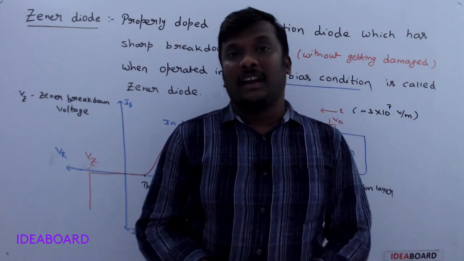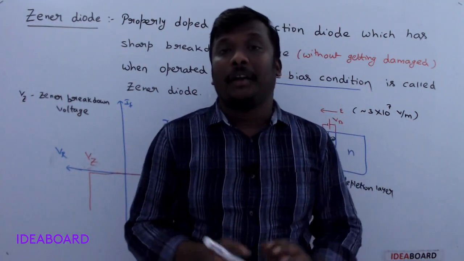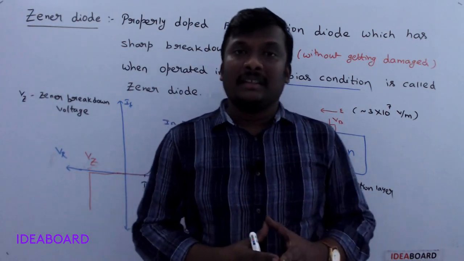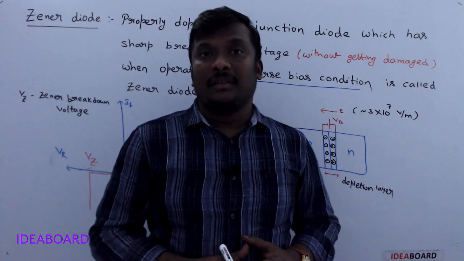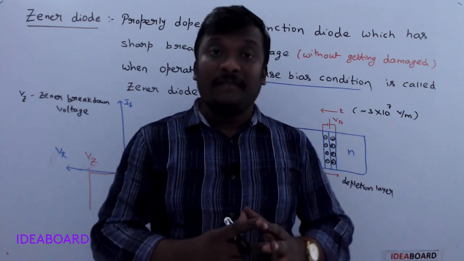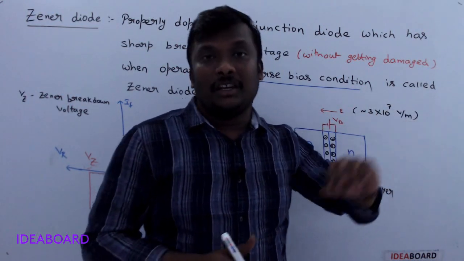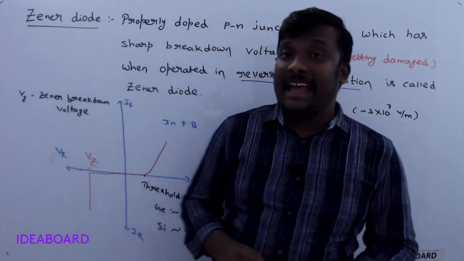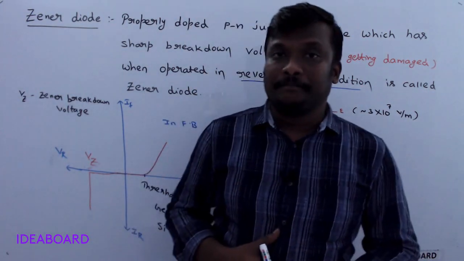The main purpose of the Zener diode is that it acts as a voltage regulator or voltage stabilizer. We are using stabilizers in our home. Particularly, we connect stabilizers to appliances like the AC and refrigerator. The main function of a stabilizer is to always send a constant voltage to the appliances. So the Zener diode acts as a voltage regulator. How does it act? Now we can see.